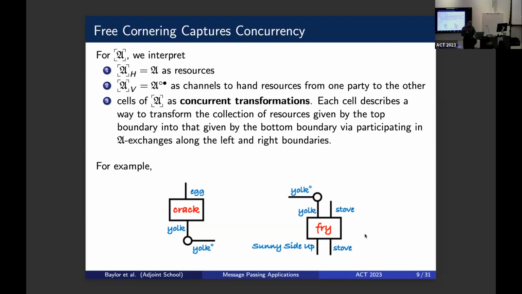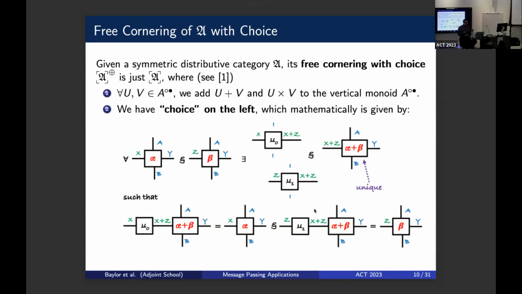So here's an example where we crack an egg and we then send the yolk to the area of the stove where we fry it. But there's one ingredient missing in this framework, which is the ability to dynamically choose which resource we want to send.